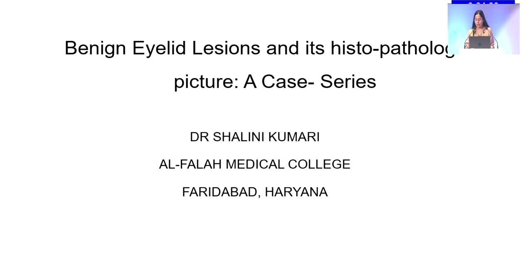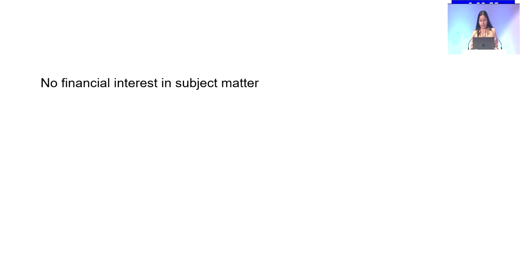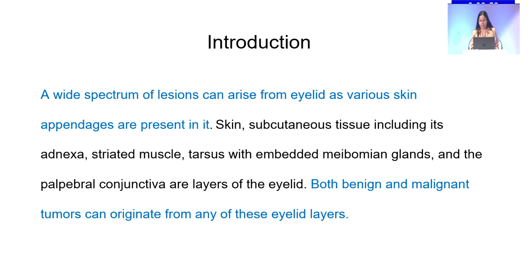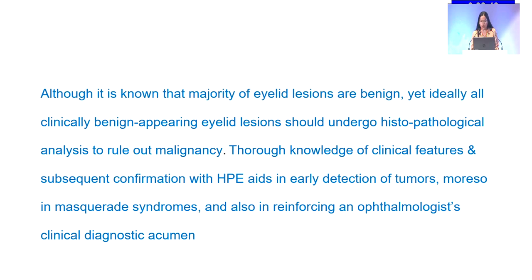Good morning. My topic is benign eyelid lesions and their histopathological picture, a case series. A wide spectrum of lesions can arise from the eyelid as various skin appendages are present in it. Both benign and malignant tumors can originate from any of these eyelid layers. Although it is known that the majority of eyelid lesions are benign, ideally all clinically benign appearing eyelid lesions should undergo histopathological analysis to rule out malignancy.